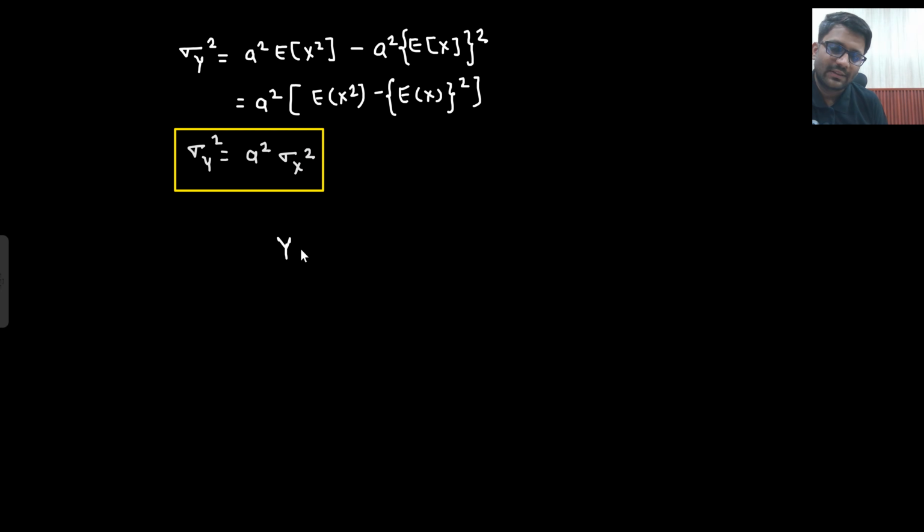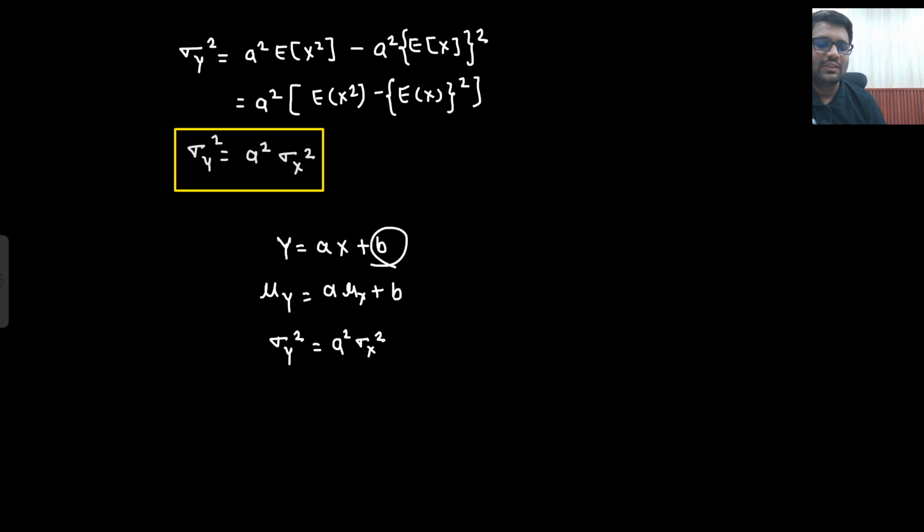So your y was given as ax plus b. You need to write down the mean. Mu y is equal to a mu x plus b. Mean of y would be equal to a into mean of x plus b. And if you need to write down the variance, variance of y would be equal to a square sigma x square. So variance will kill the constant value. But what will mean do? Mean will not do anything with the constant value, but variance will kill the constant value. Along with that, the multiplier a, being a constant, will be squared as well.